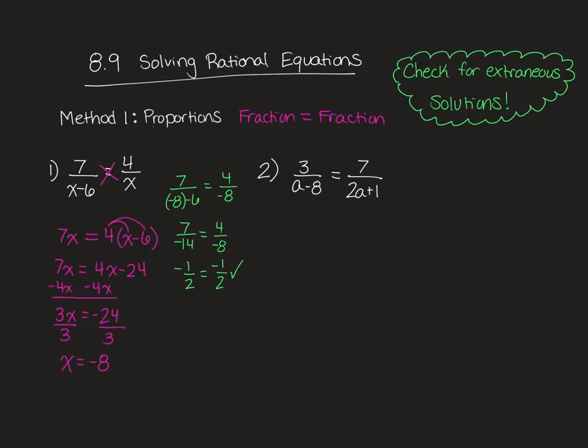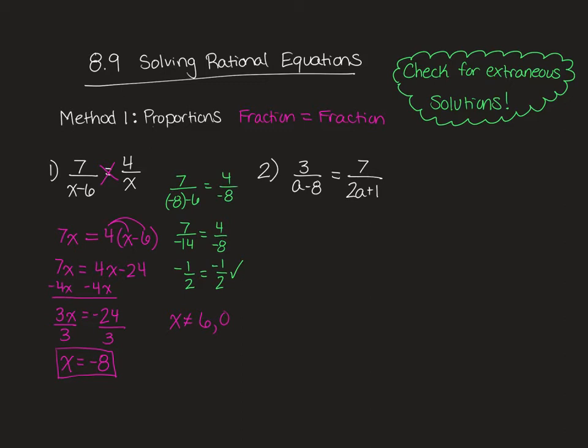Another way to think about it is talking about restricted values. So if you take your denominators here, x minus 6 and x, and set them equal to 0. So in this case, our restricted values, x can't equal 6 and it can't equal 0. Every other number will work except for 6 and 0. And since x equals negative 8, it's not part of those numbers, then that solution should work.